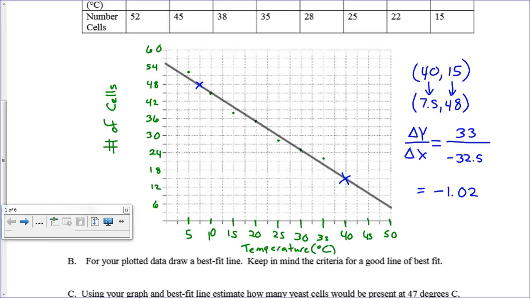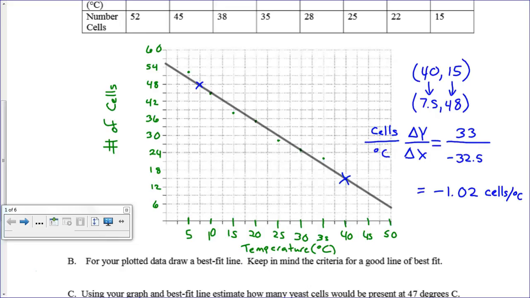The next thing we have to consider is the units on this slope. Remember here we said that slope is calculated by saying delta y over delta x, and so the units go the same way. We take the y units and we put them over the x units. On the y-axis, that's the number of cells. Our units is cells. On the x-axis, our units are degrees Celsius. All right, and so that gives us units here of cells per degree Celsius. And that is your slope.